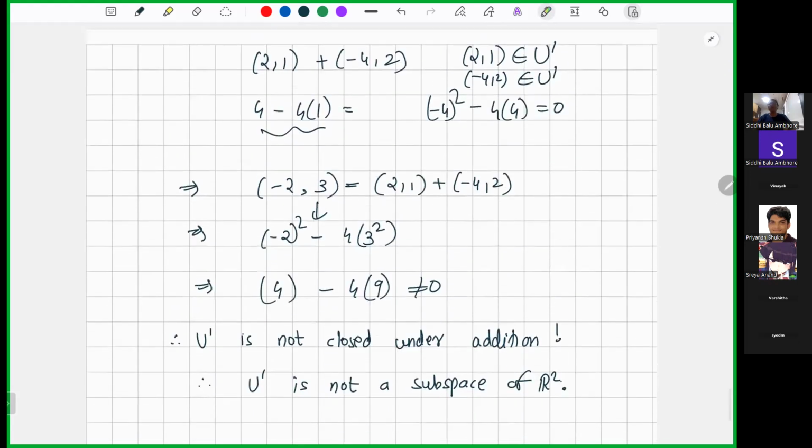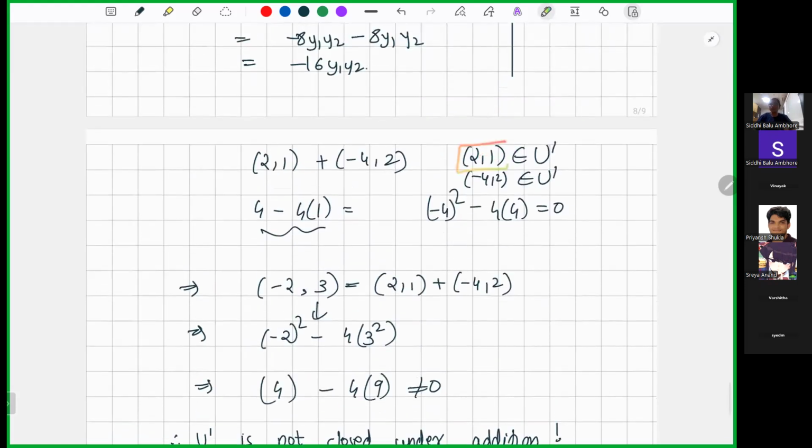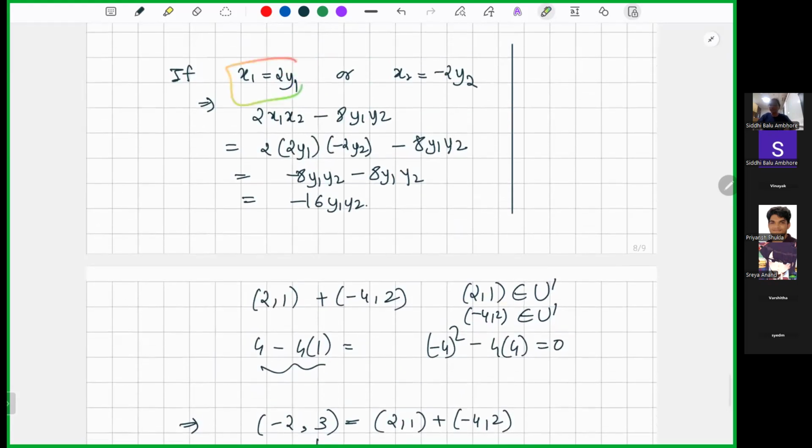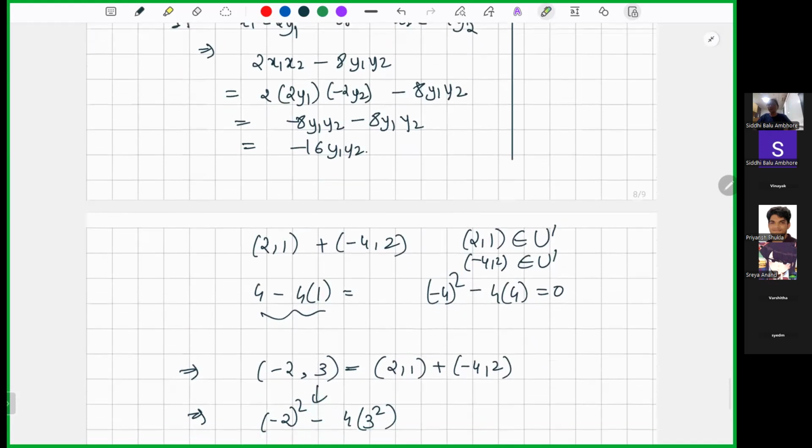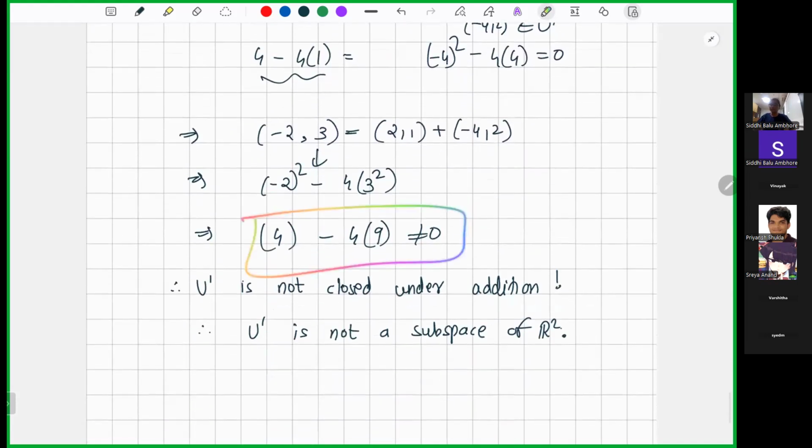So we just wanted to check, we actually wanted to see the counter example. So we just chose these 2 points, 2, 1 and -4, 2 in U dash. We satisfy this condition that x1 is equal to 2y1 and x2 is equal to -2y2. And we got that this is non-zero. And thus we gave an explicit example to show that U dash is not a vector space.